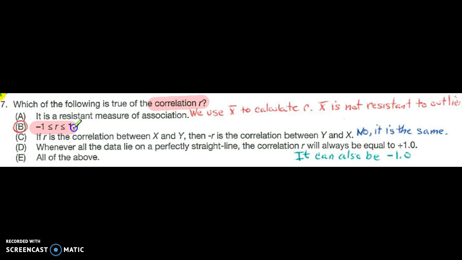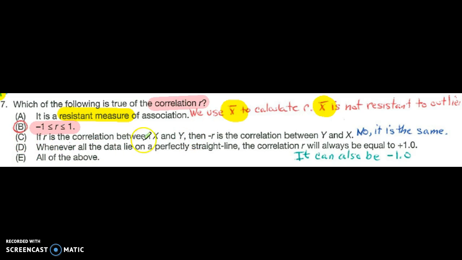In problem 7, they're asking us about correlation, or which is true. It is between -1 and +1. On choice B, it says it's resistant, but that's not true because we're using the mean to calculate the correlation. The mean is not resistant, so the correlation is not resistant.